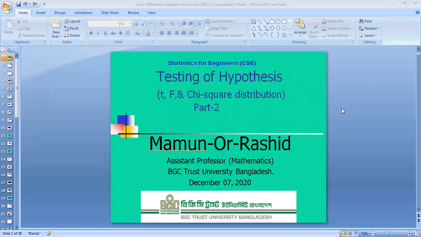Okay, today we'll start the second part of testing of hypothesis. Actually, we will test the Student's t distribution, F distribution, and chi-square distribution. This is the second part. In the previous class, we studied F distribution and types of distribution, classification, properties, and characteristics of tests of hypothesis. We have discussed this in our previous lecture. This is part 2. Today we'll start with the Student's t distribution.